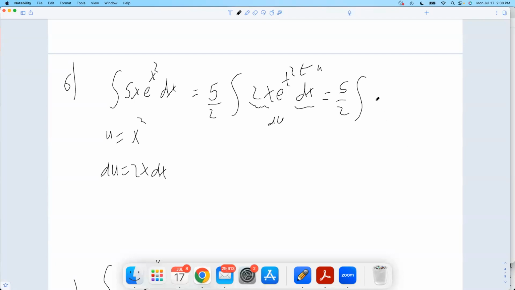So make those substitutions. I'll have e to the u, x squared was u. 2x dx was du. I know that guy's antiderivative. Antiderivative of e to the u is e to the u plus c. What was u? It was x squared.